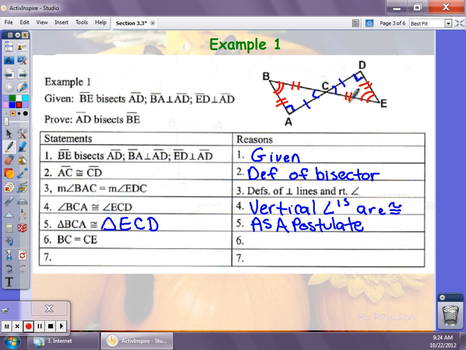So based on my markings, I can see that BC equals CE based on corresponding parts of congruent triangles are congruent, or CPCTC for short. Based on that, I can now prove that segment AD does bisect segment BE based on my definition of a bisector.